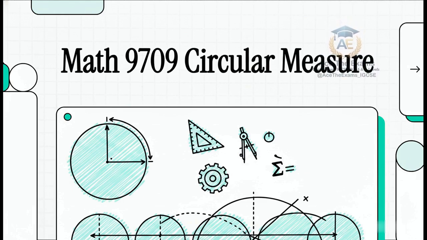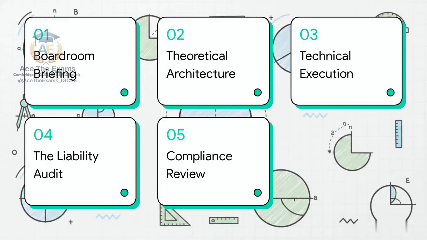Let's imagine an executive value meter ticking up on the wall right now, from $0 at a Band 5 fail, all the way to $1 million at a Band 1 A-star valuation. That's our target. Let's get to work. Okay, let's dive into our strategic blueprint for today. We'll kick things off with the boardroom briefing, move into the theoretical architecture, lay out our technical execution framework, run a strict liability audit, and close out with a final compliance review.